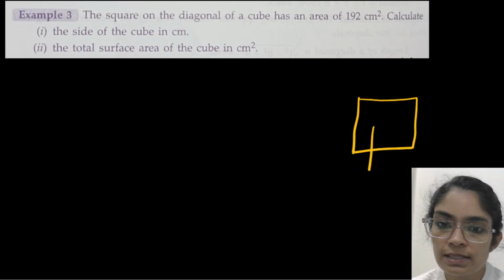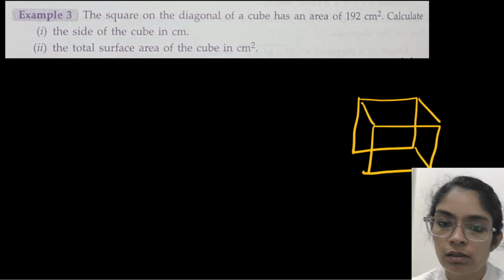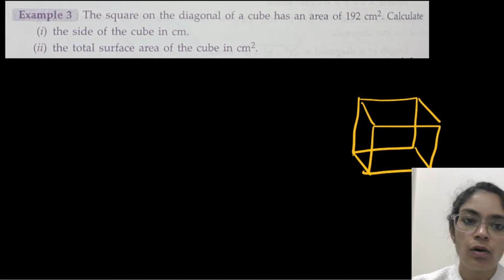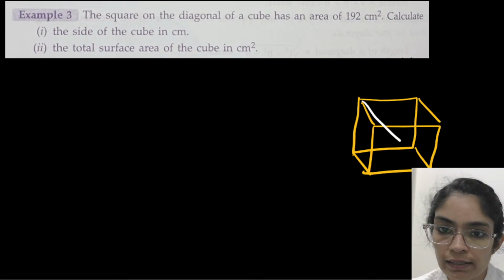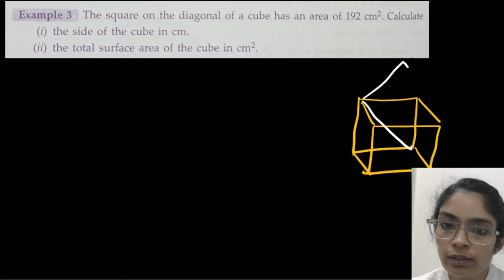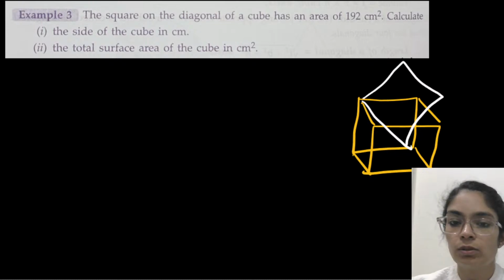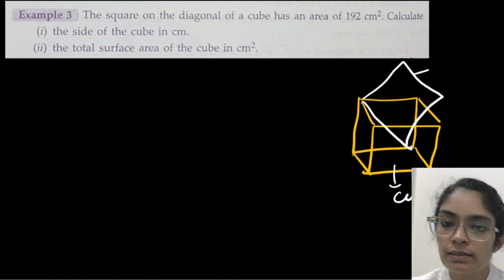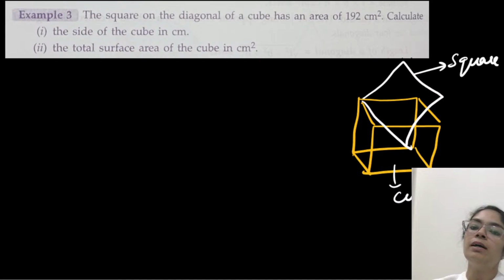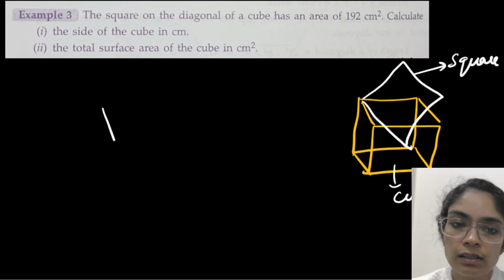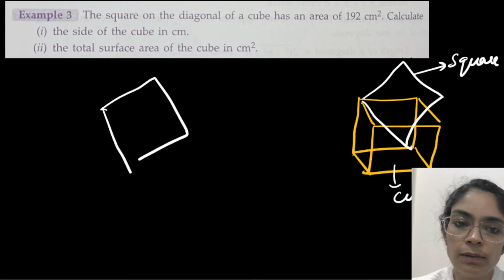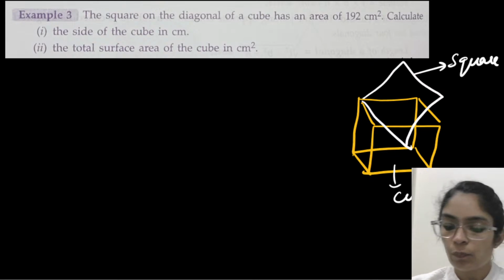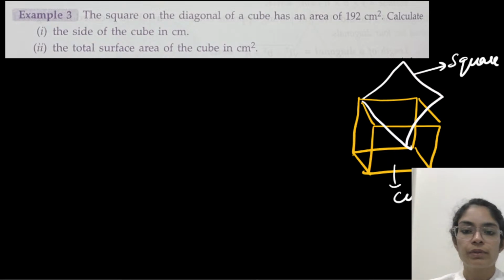So here one cube is there. This is the cube, and on this cube's diagonal, suppose this is the diagonal. So on the diagonal of the cube, we have one square. With yellow color I have drawn the cube, and with white color is the square. Now where is the square present? The square is present on the diagonal of the cube. The diagonal of the cube is actually the side of the square. Is the question clear, what is given to us?